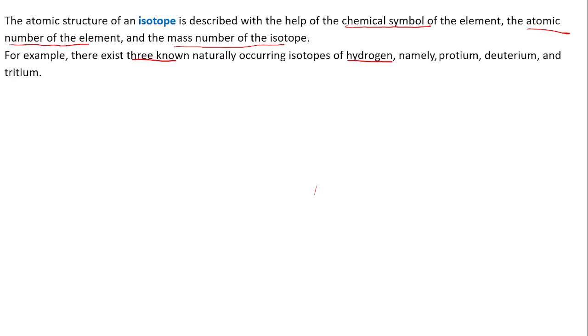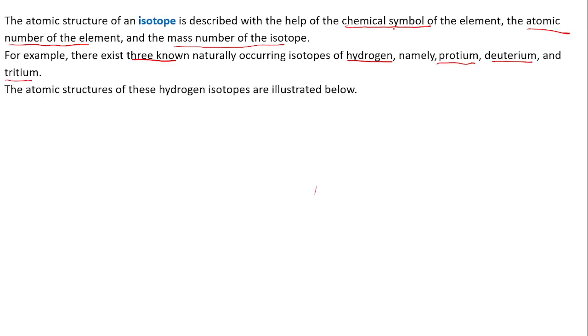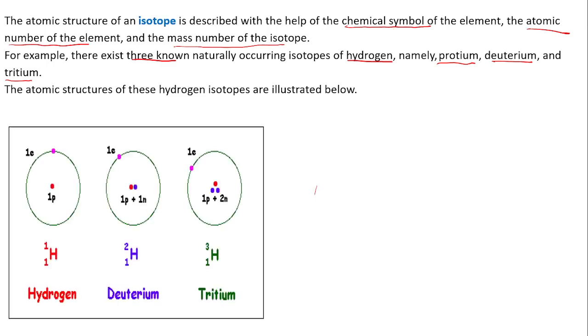The only difference in their nature is that protium has no neutron, deuterium has one neutron, and tritium has two neutrons. But the protons are just the same. The structure of these isotopes is illustrated below, so we can consider the diagram which I've shown.